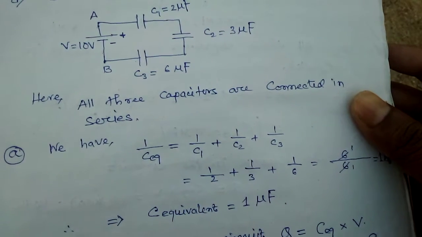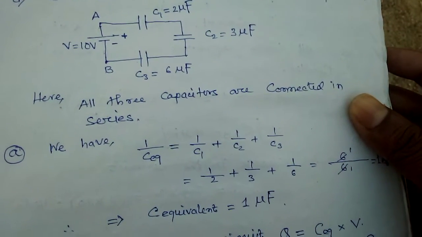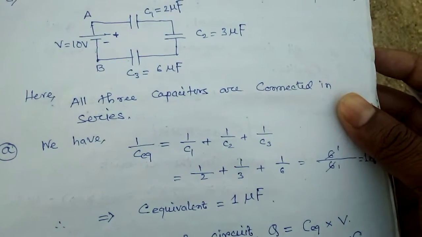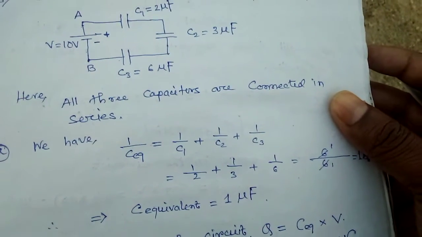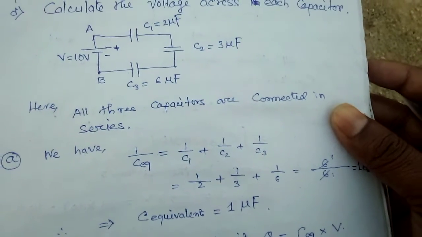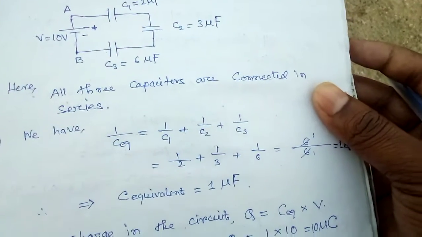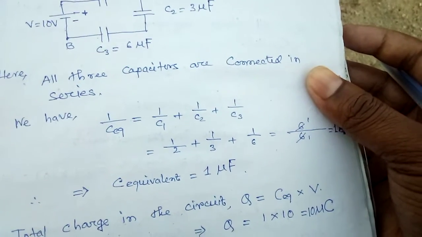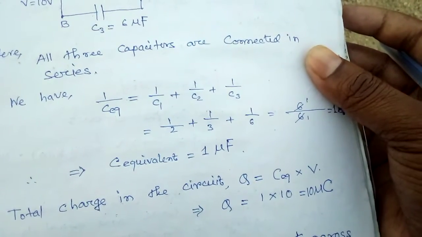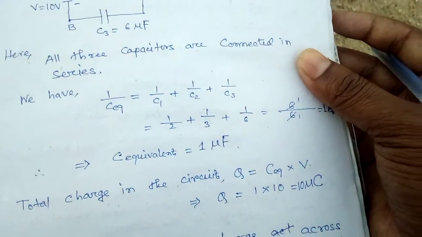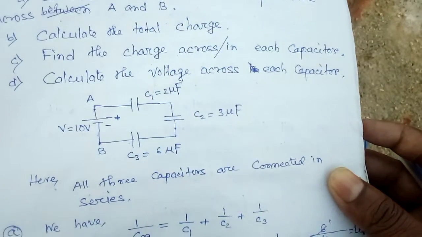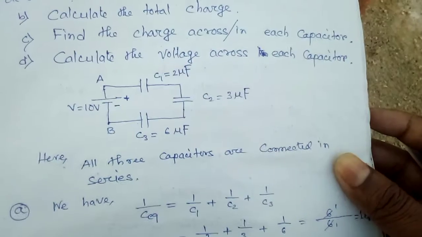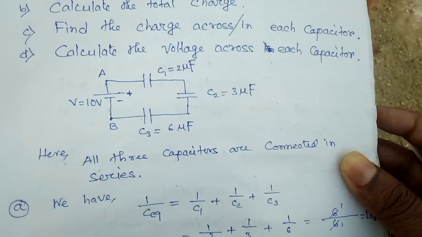We have the formula for the effective capacitance in series connection: 1 by C equivalent equals 1 by C1 plus 1 by C2 plus 1 by C3. If we simply put the values of C1, C2, C3 in this equation, we get 1 by C equivalent equals to 1. This implies that C equivalent is equal to 1 microfarad. So this is the effective capacitance for this circuit, and this is the effective capacitance between the terminals A and B.